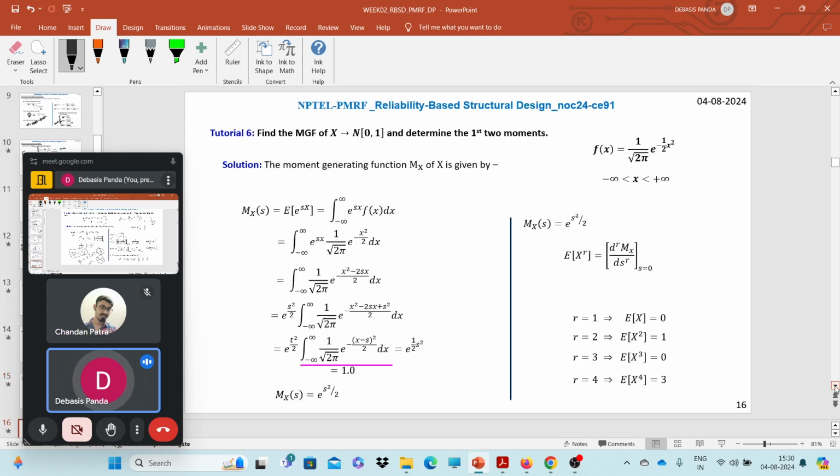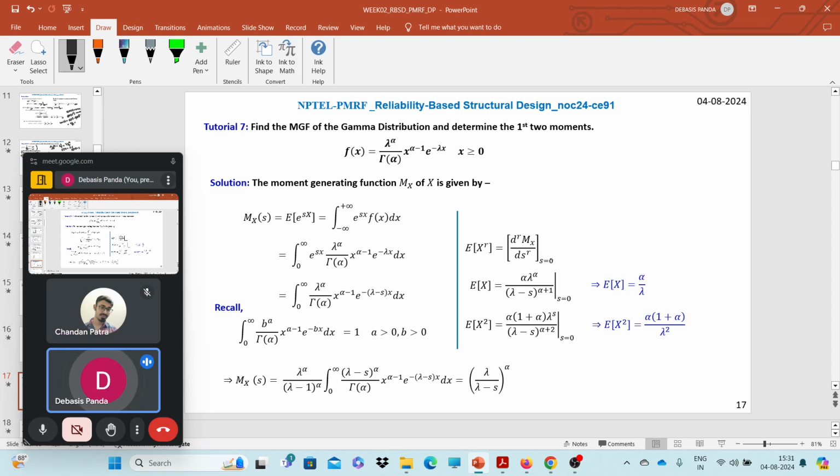Likewise, we can find out the moment generating function for different random variables. So here I have added the moment generating function for the standard normal distribution. You can easily solve it or just go through it. It is a self-explanatory derivation, so you can easily find out how to calculate the moment generating function, and from there how you can calculate the moments also.